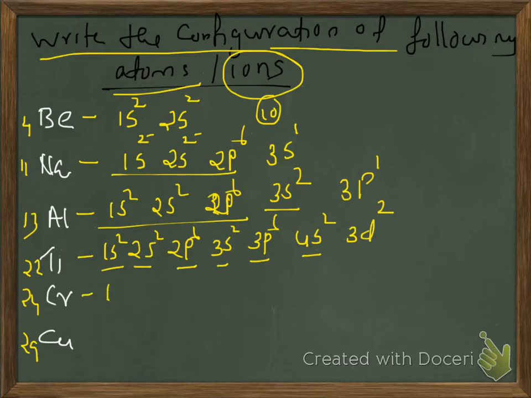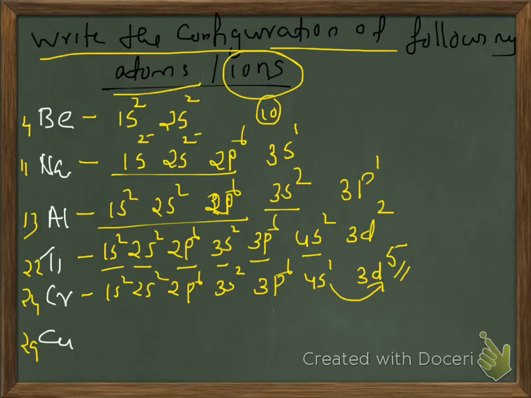For chromium: 1s2, 2s2, 2p6, 3s2, 3p6 and 4s2, 20 have been filled. Then 3d4. But we have studied that this kind of configuration is an exceptional one and we have to write it as 4s1 and 3d5. 1 electron is transferred from s to d to make it d5, and 4s is reduced to 1.